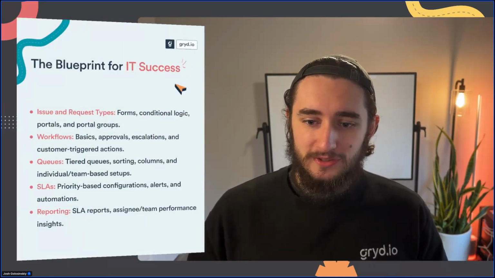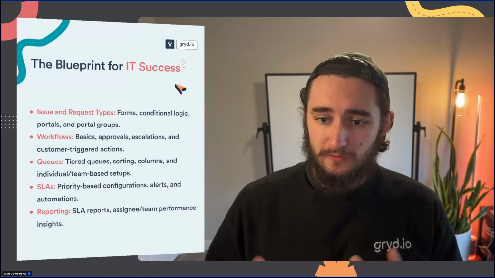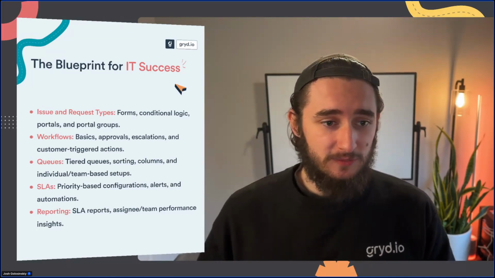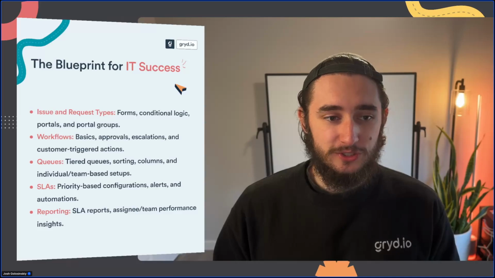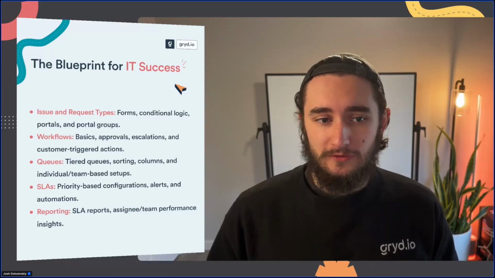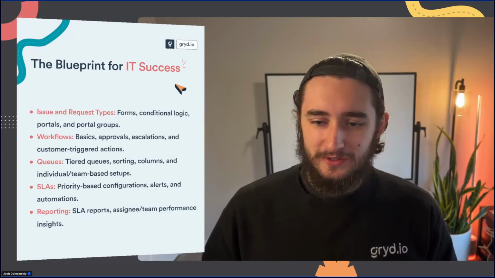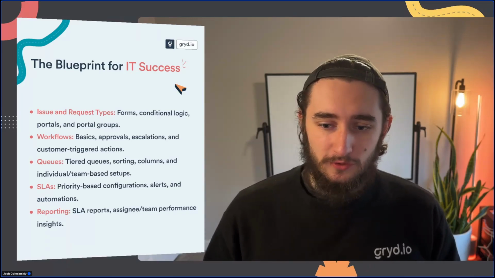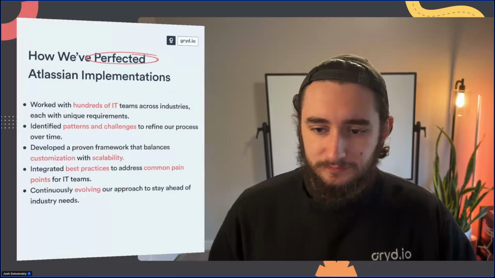A couple of things that we'll be going over. So, a blueprint for IT success. We'll be going over the issue types and request types. That's the first thing that we're going to touch on, because the number one way that individuals reach out to IT teams is either through a form or a portal, sometimes via email. We'll talk a little bit about the difference between the two and which one you should be using. And then we'll be going over the workflows, queues, SLAs, and then some reporting at the very end.